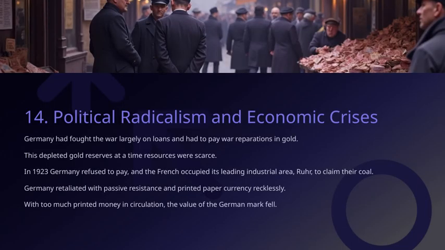Germany had fought the war largely on loans and was required to pay war reparations in gold. This significantly depleted their gold reserves, especially at a time when resources were already scarce. In 1923, Germany decided not to pay these reparations, which led to the French occupying their main industrial area, the Ruhr, to claim their coal and other resources.